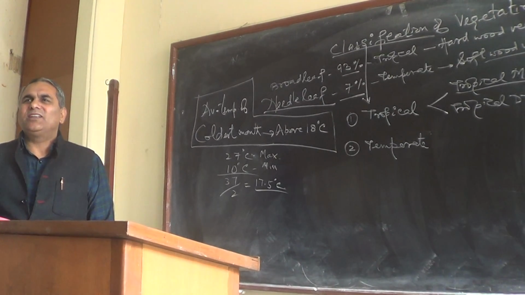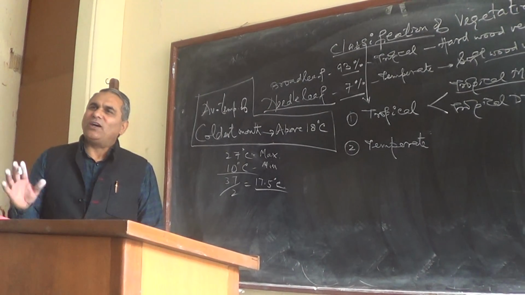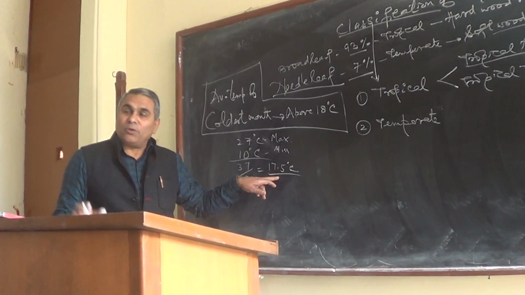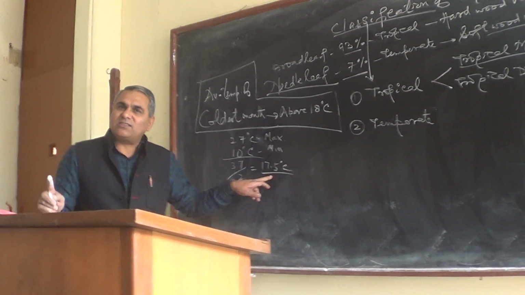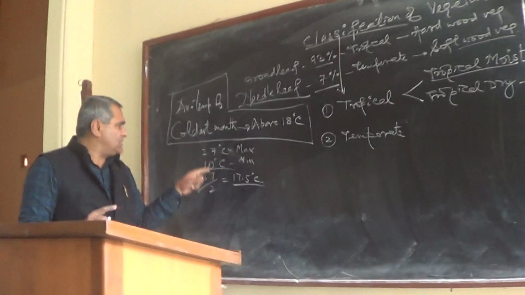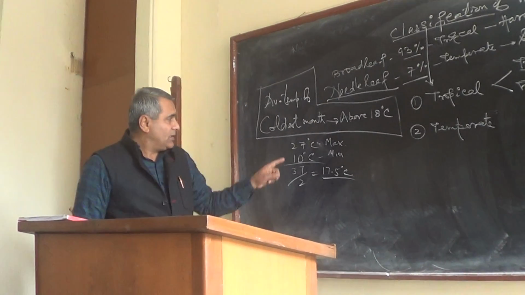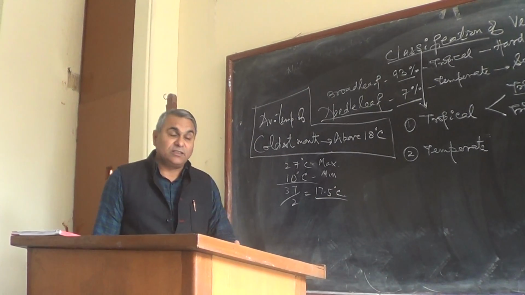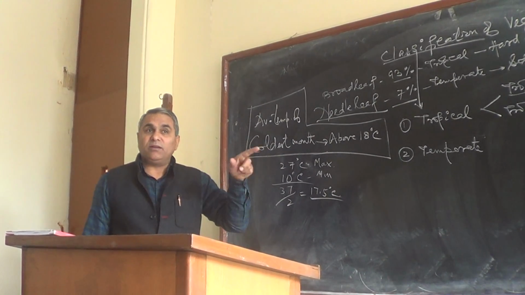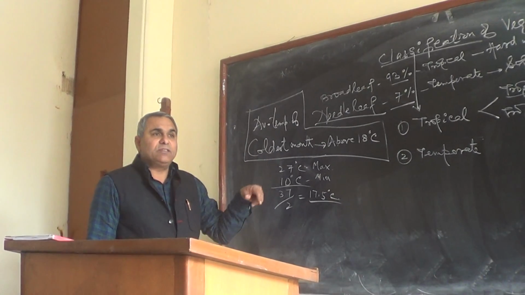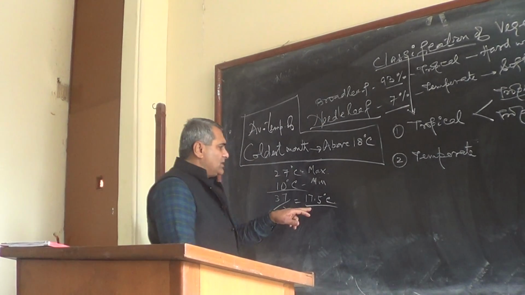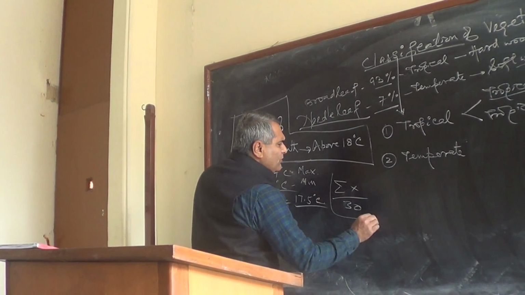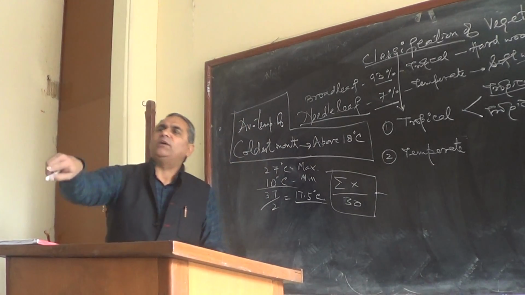So Delhi does not fall in tropical climate. We fall in subtropical climate, and we have a short winter season. So tropical is when the average temperature of the coldest month is above 18 degrees. This is the average temperature of one day. We take the average temperature of the whole month: sigma x divided by n, the total number of days. So when we take all these 30 days, then we find the average temperature of a month.